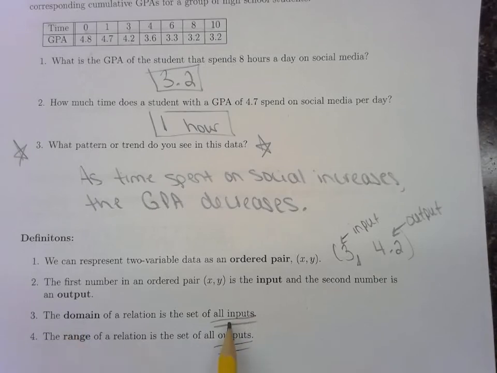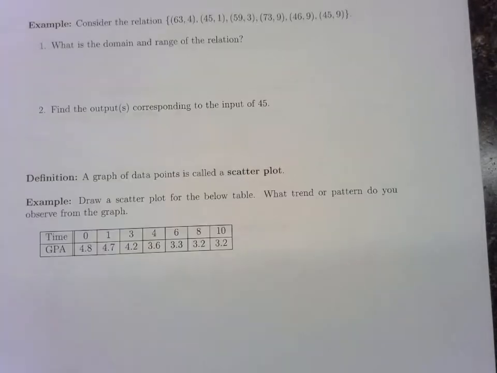Domain and the I, so the D and the I and the R and the O. Okay, so the D comes before R, I comes before O. That's how I remember input, output, domain, range. Okay, so let's do an example given those definitions.